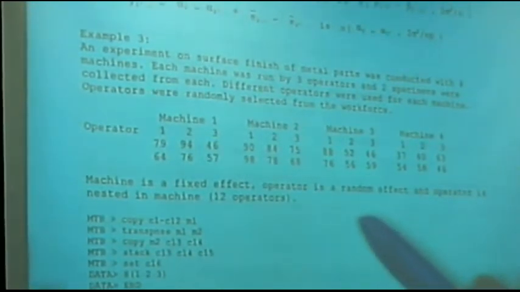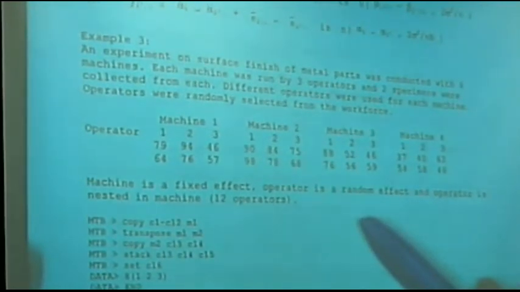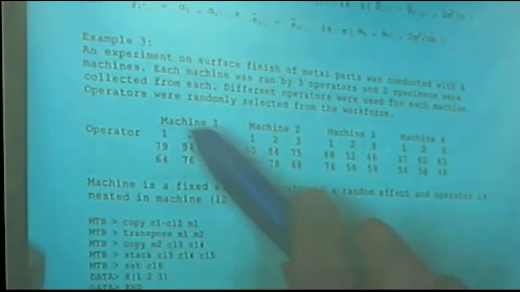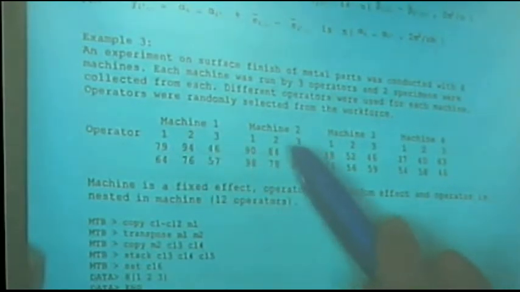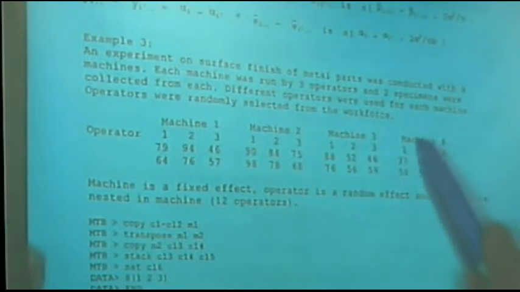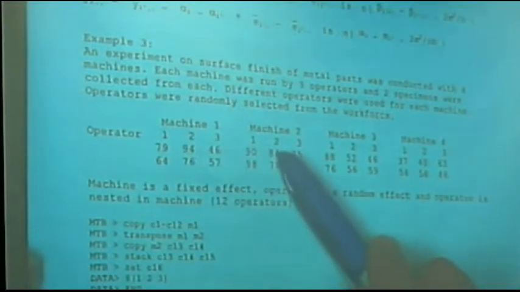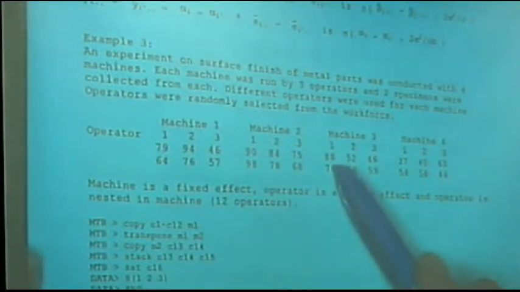Here's a machine example. There are 4 machines, and they can be run by any number of operators in the plant. So what we have is 3 operators are going to run machine 1, 3 operators are going to run machine 2, 3 are going to run machine 3, and 3 are going to run machine 4. The catch here is that these aren't the same operators, even though I've called them operator 1, 2, 3, operator 1, 2, 3. They're different operators. There are 12 operators in this experiment.